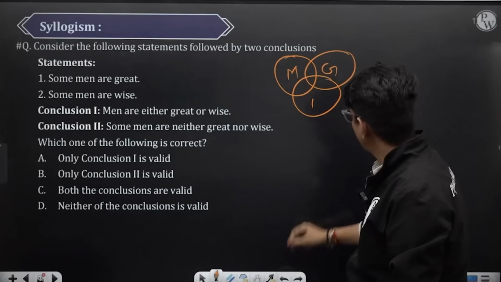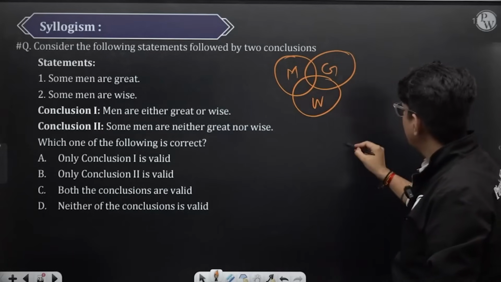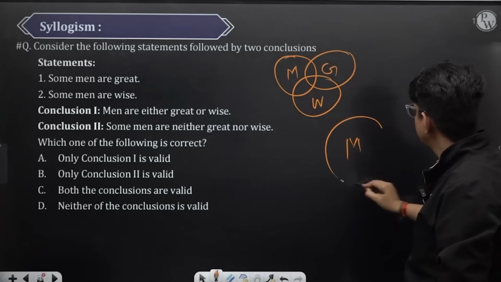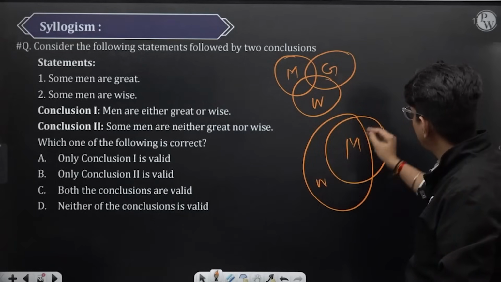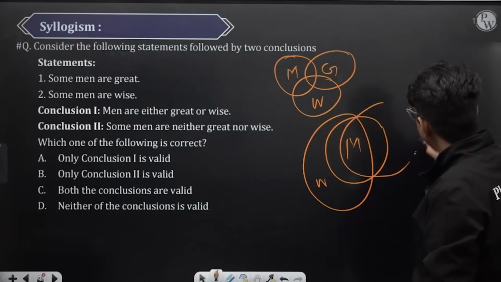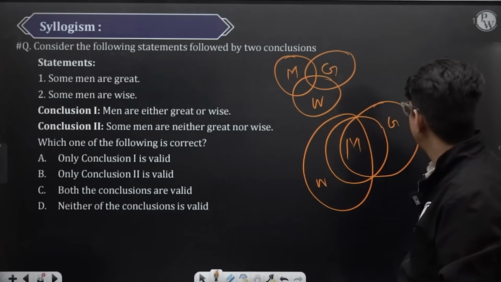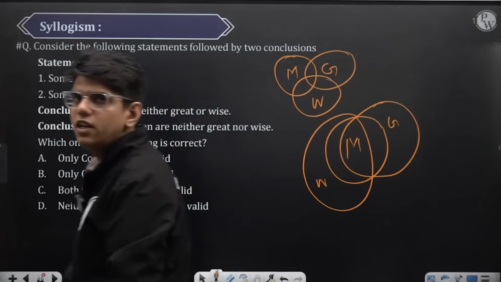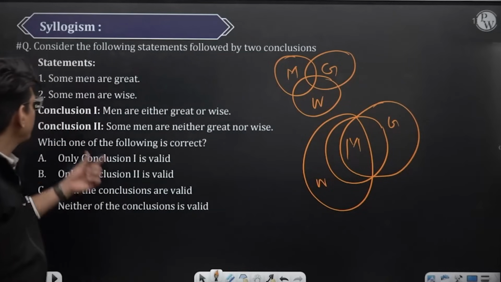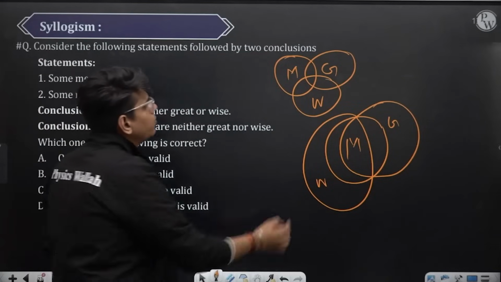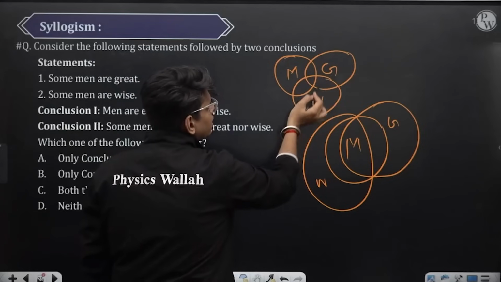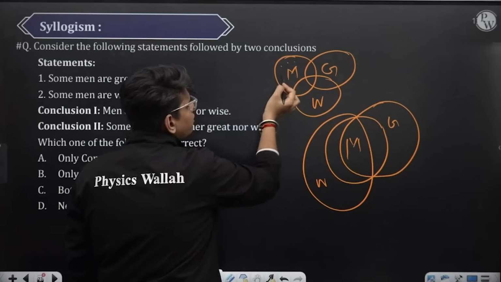What else is possible? I can divide these men into only wise, because some men are wise, and only great. So there are multiple possibilities of the Venn diagram. Now look at the conclusions. Men are either great or wise. No. Men can be great, men can be wise. Some men are not great and not wise, right?